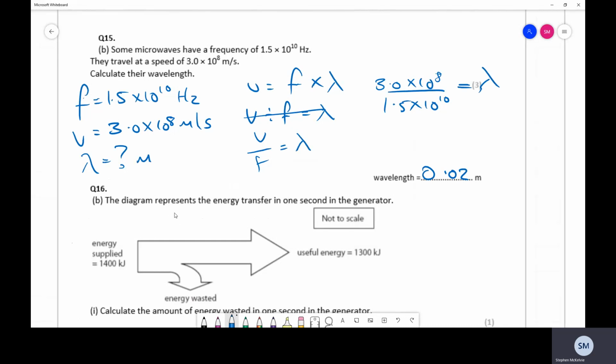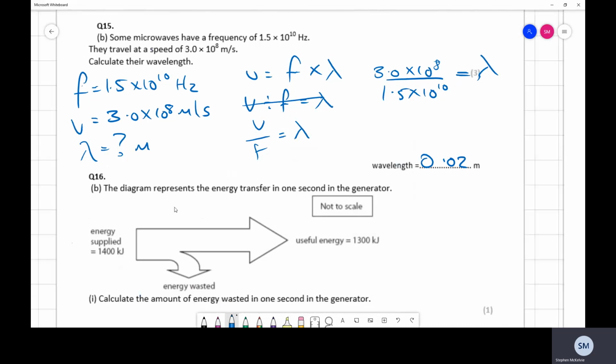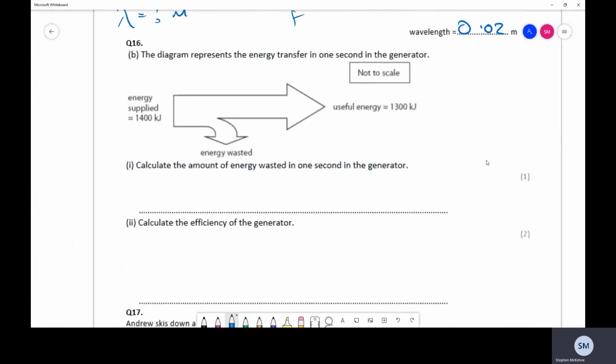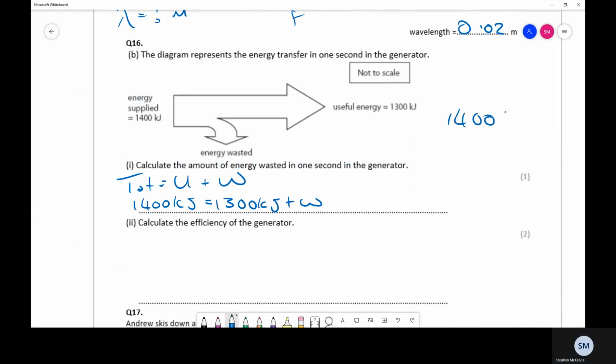Looking at another energy transfer, and again, we've got it in kilojoules. Calculate the amount of energy wasted in 1 second in the generator. Well, total energy will equal useful energy added to the waste energy, meaning that 1,400 kilojoules will equal 1,300 kilojoules plus whatever energy is wasted. So if I do 1,400 kilojoules, take away 1,300 kilojoules, I will get the answer of 100 kilojoules, meaning that the waste is equal to 100 kilojoules.